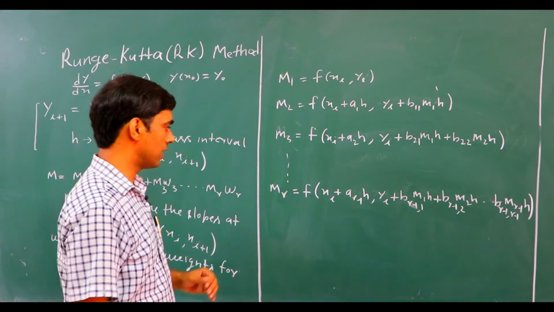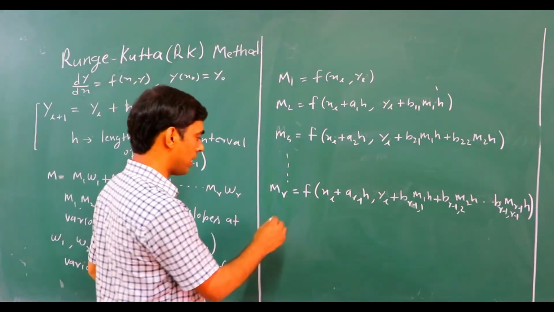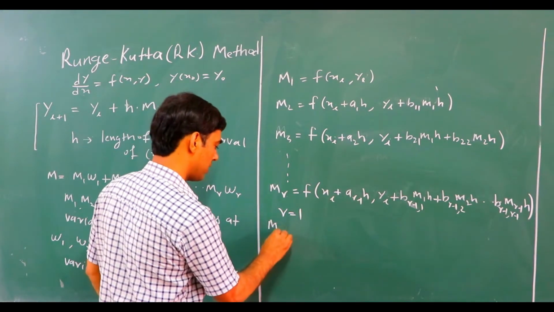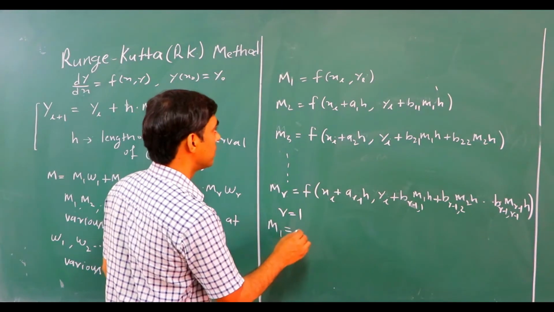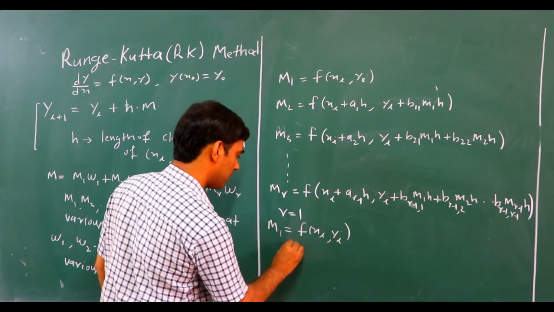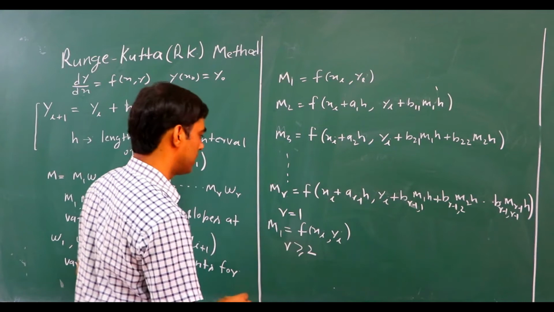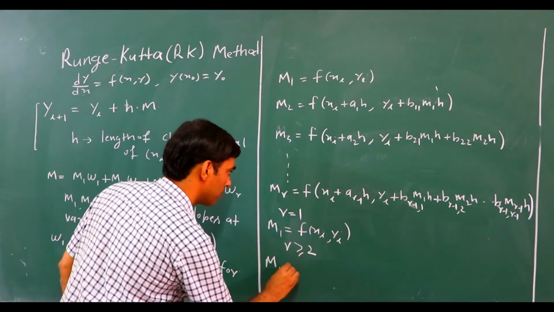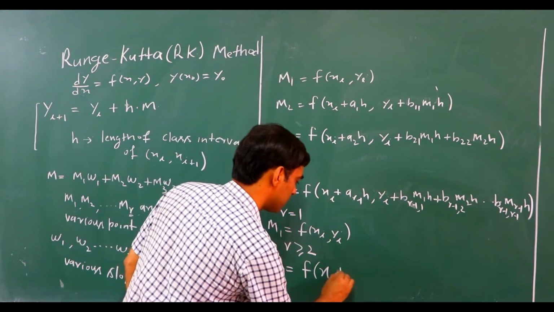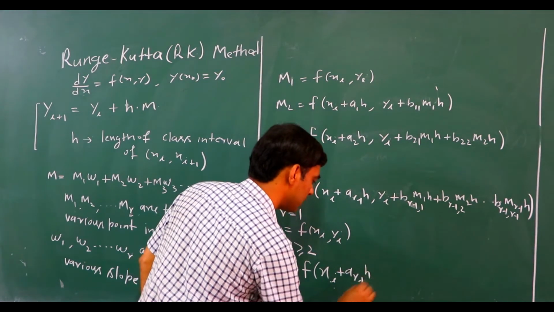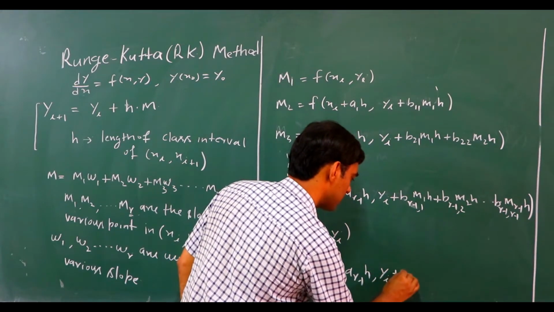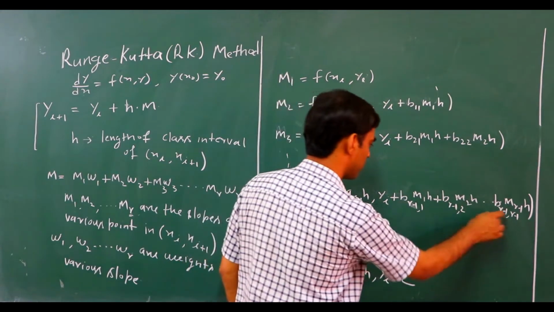So this can also be written as: if r equals 1, then M1 equals f of xi and yi. If r is greater than or equal to 2, then Mr equals f of xi plus a_{r-1}h comma summation yi plus summation. We can write this in the form of a summation.